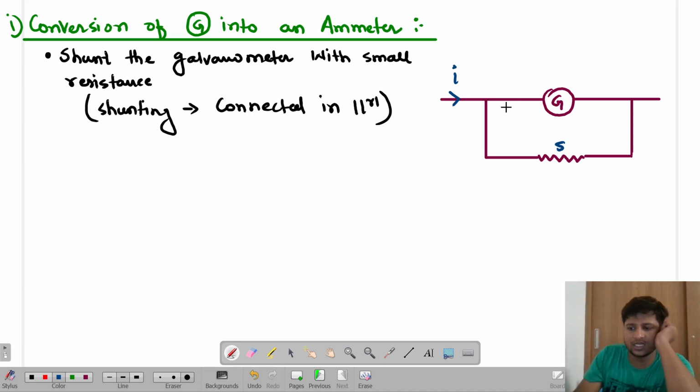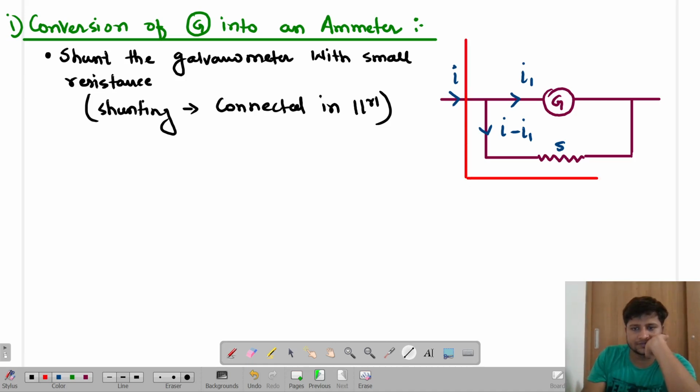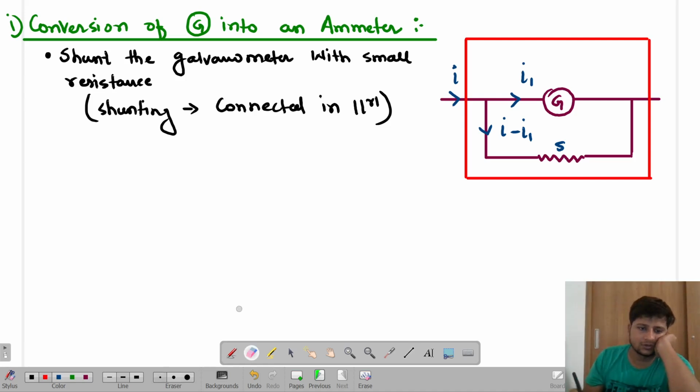So look over here. In this galvanometer, let's suppose some current I1 is passing. So over here, the current will be I minus I1, or not? Correct? Then this whole setup is called an ammeter. You will see why it is called an ammeter. Got it? Yes. This whole setup is called an ammeter.